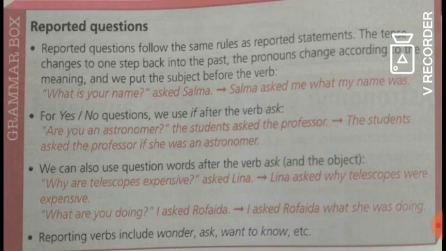For example, "What is your name?" asked Salma. Salma asked me what my name was. Here we have the question word "what," then "my name," the subject, and then the verb "was." Pay attention that we change the verb "is" into "was" because we change from present simple into past simple.